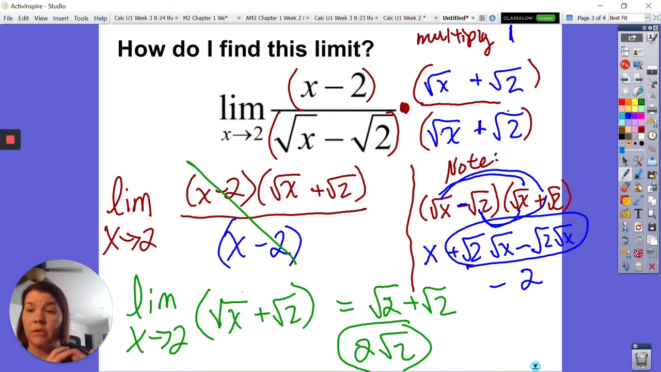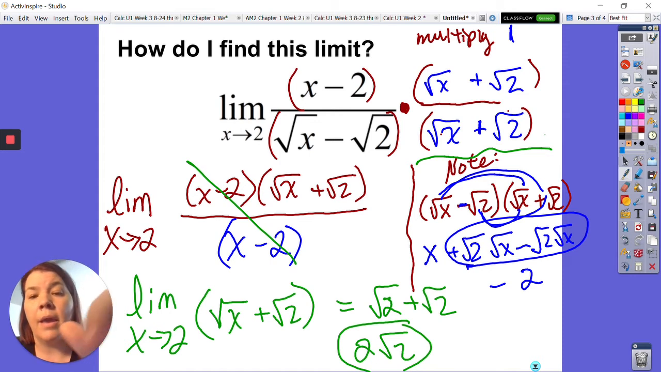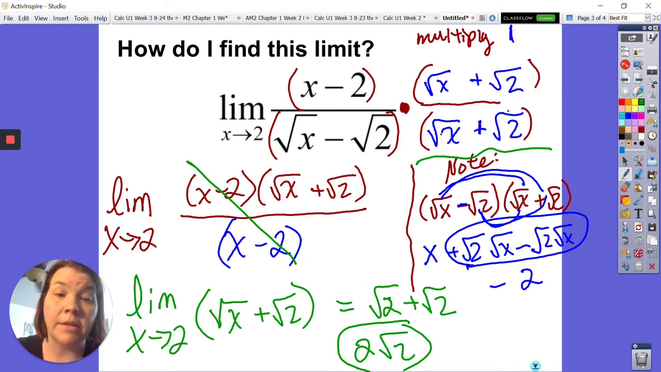Notice some notation here. Notation, again, is the way we write math down. My limit is here until I used it. Once I used it, the limit is no longer written down. So be really careful about that. Don't write it down too long, and don't stop writing it too soon.